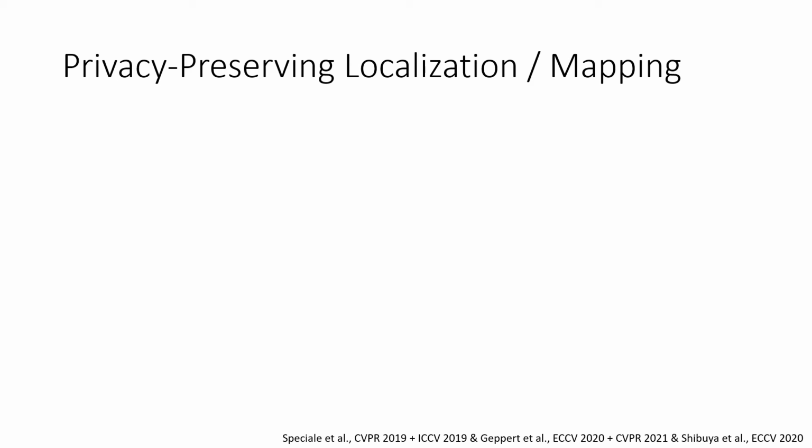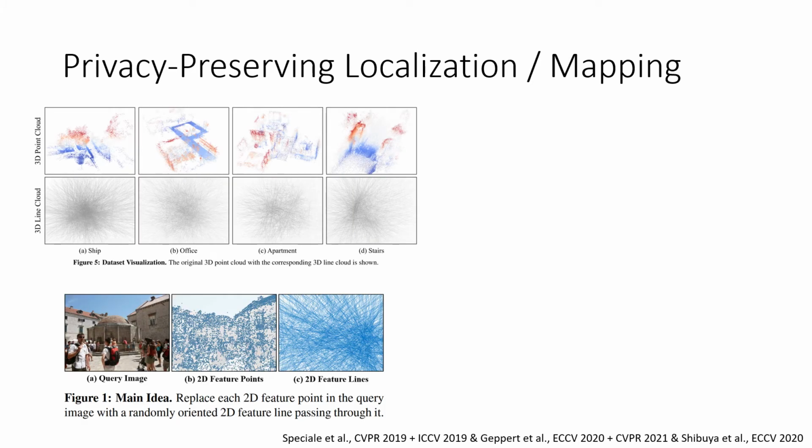Increased awareness of these privacy issues has spurred significant efforts to develop privacy-preserving machine learning systems. Notably, in the field of computer vision, Speciale et al. proposed to conceal geometric information by lifting 2D or 3D points to randomly oriented lines passing through the original locations. Subsequent steps of the localization pipeline use specialized solvers taking advantage of line-to-point correspondences.